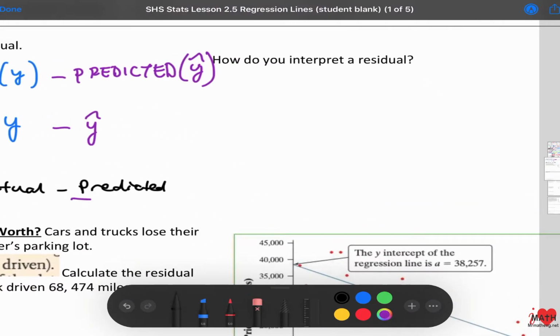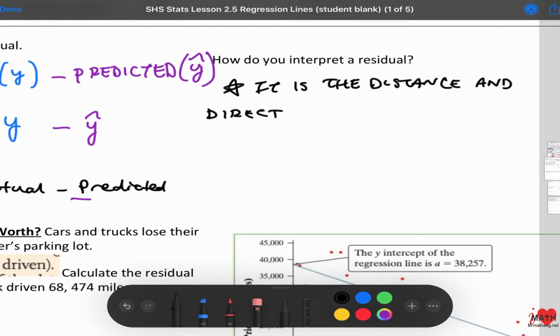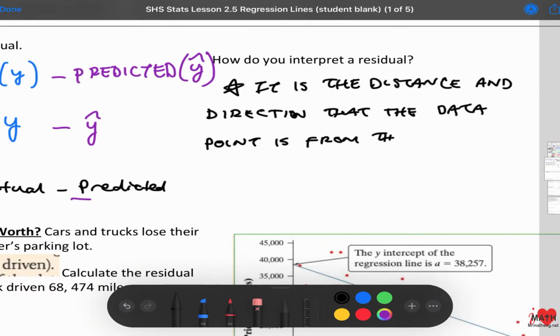So how do you interpret a residual? It is the distance and direction that the data point is from the regression line's prediction.